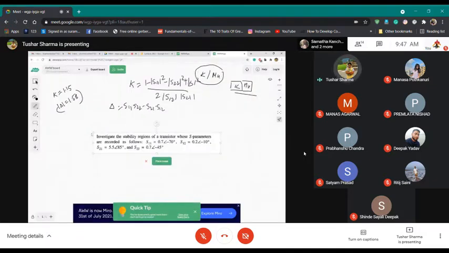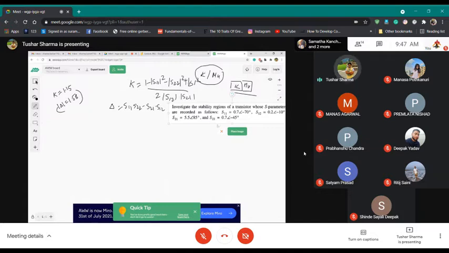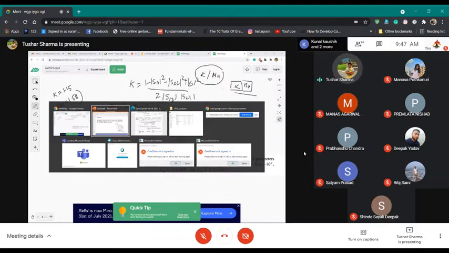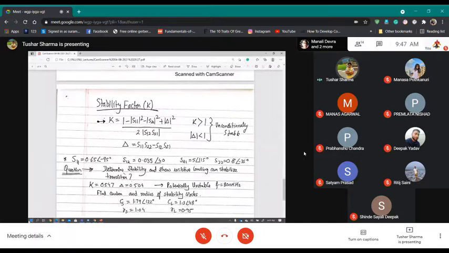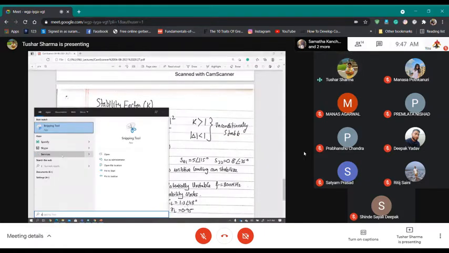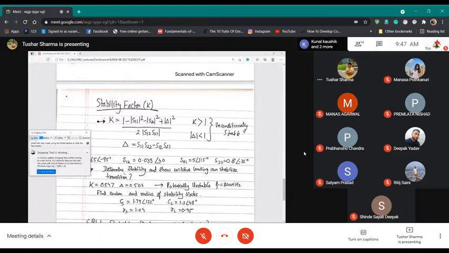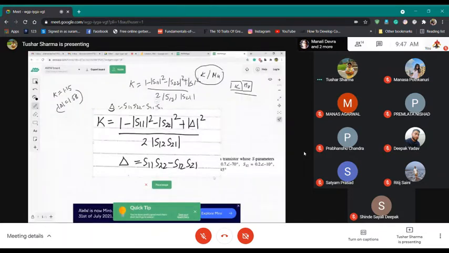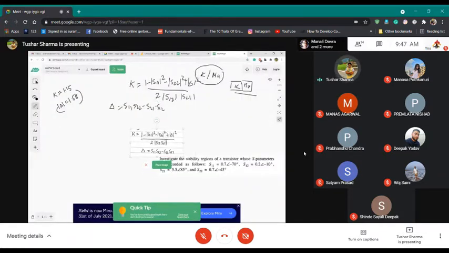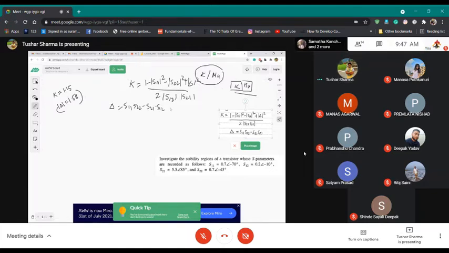Let me put it here so that you can see. I'm using these S parameters and plugging them in based on the value of K and delta, which we studied here, to calculate whether the device is stable or not. When you substitute these values, you find two things: K is greater than 1, and delta is also greater than 1.